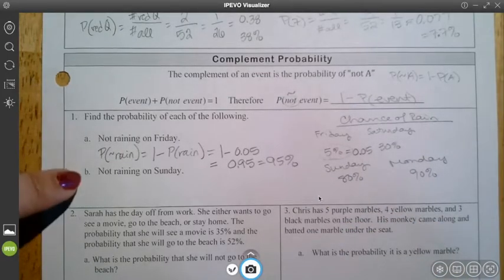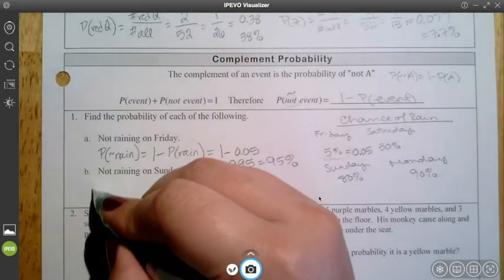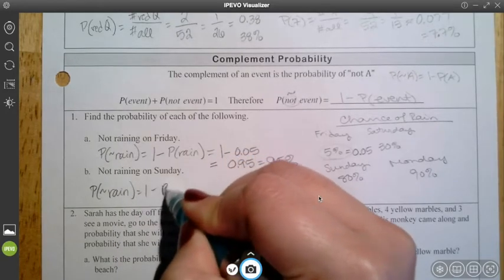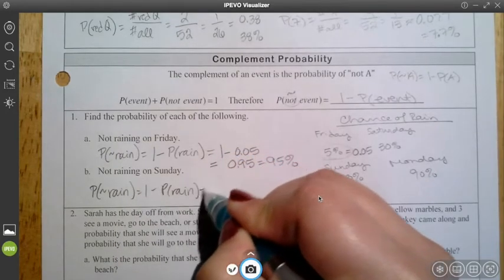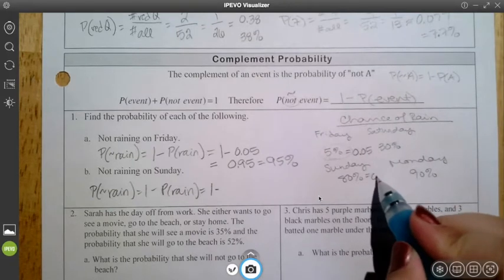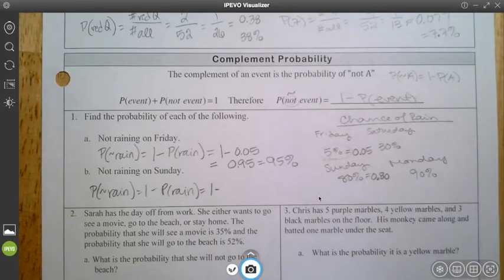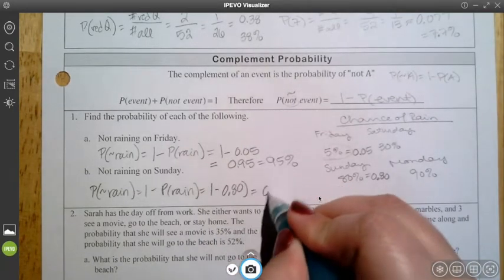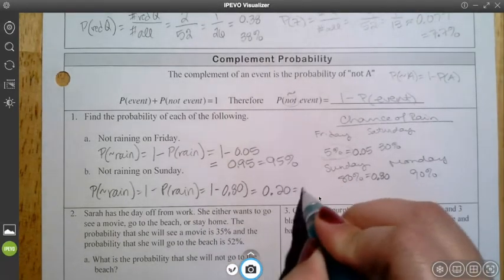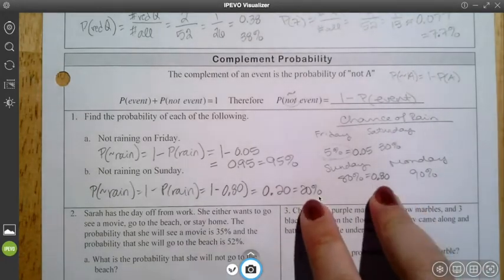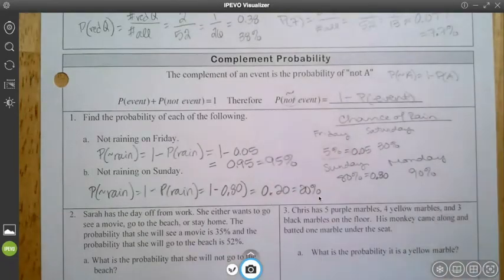Then what is the probability of it not raining on Sunday? Well, the probability of not raining is 1 minus the probability of it raining. 1 minus, on Sunday is 80%, which is 0.80. 1 minus 0.80 is 0.20, or 20%. Notice that they add up to 100% in both cases.